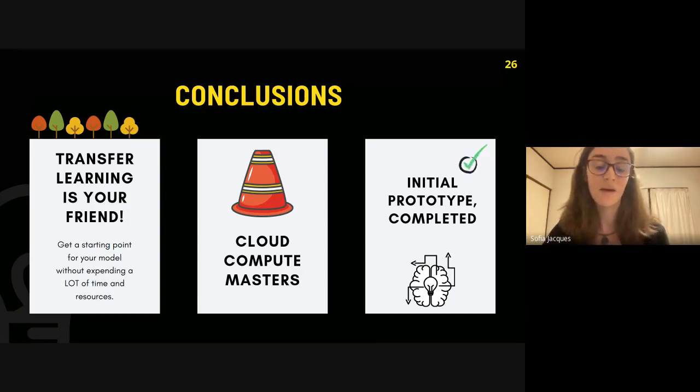And finally, having completed this prototype as a first step, we know that our initial proposal of building an intelligent application with gesture recognition is not far from achievable.